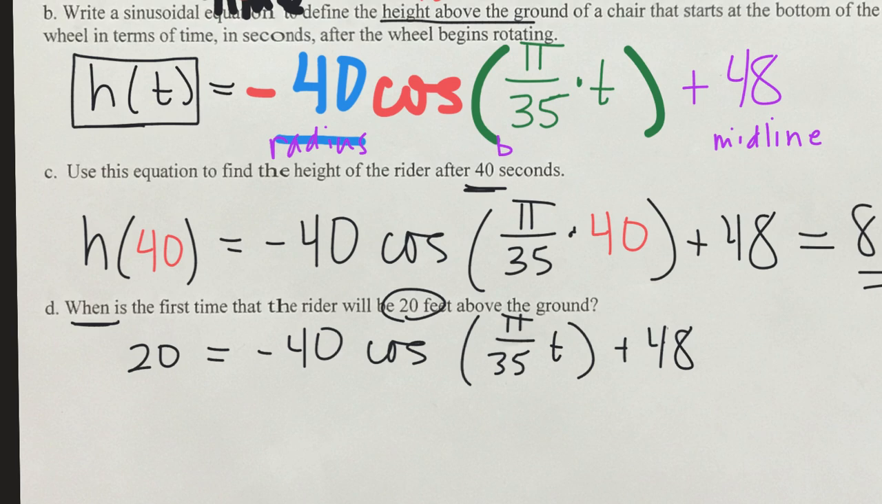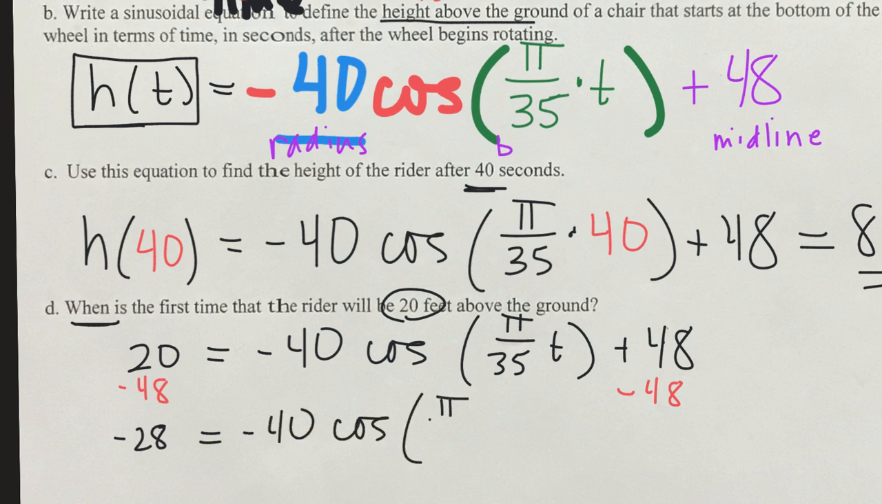So our first step is to subtract 48. Right, if we want to solve for t, we have to get all the things away from t, and the first thing we do is subtract 48. So negative 28 equals negative 40 cosine pi over 35t.